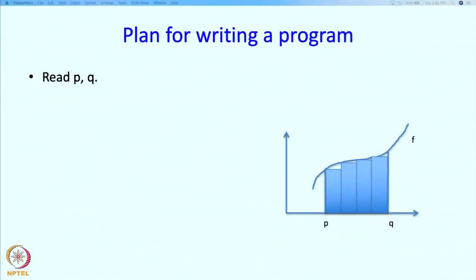Now we can make a plan to write this program. First we should read P and Q. These are the limits of the integration, and in this picture, this x coordinate and this x coordinate. Then we should read how many rectangles we want. Let us say we want n rectangles. As we said, the bigger the value of n is, the nicer the fit of the rectangles into that area is going to be.